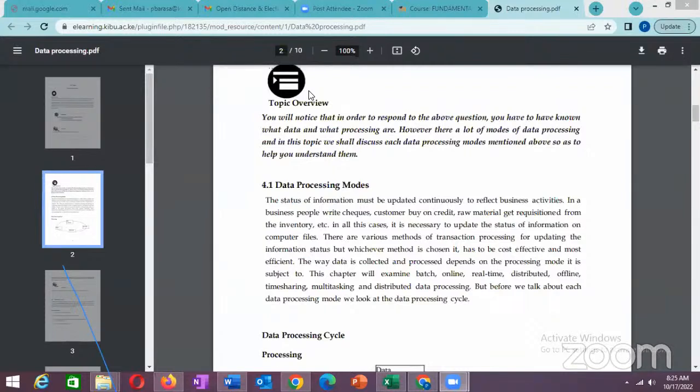So data is raw facts. That is from Emmanuel Wambuko. Conversion of data to meaningful information, that's processing. Data is raw facts and figures, symbols. Data is a representation of facts, concepts. Raw facts, don't use just the word facts.